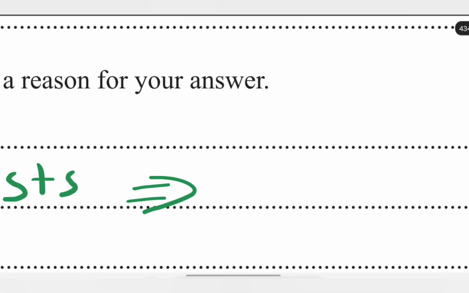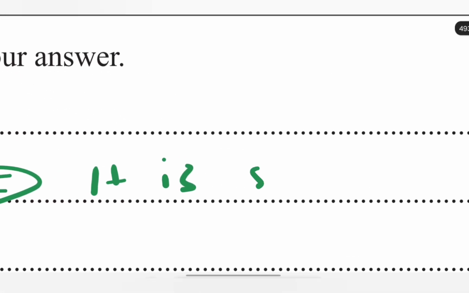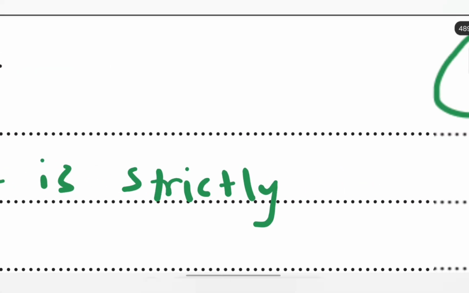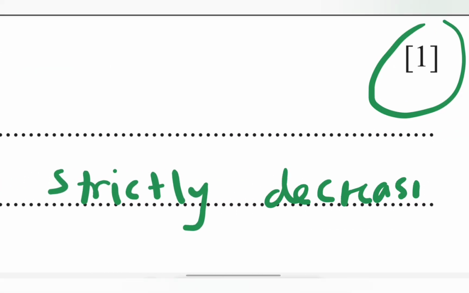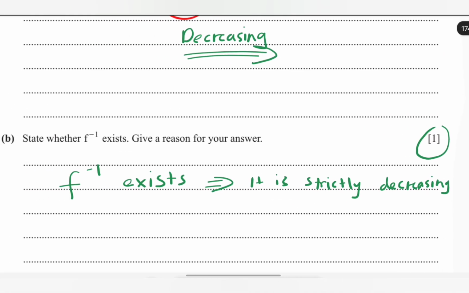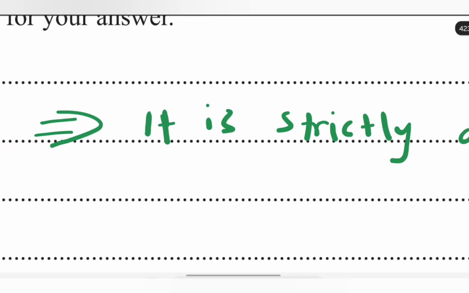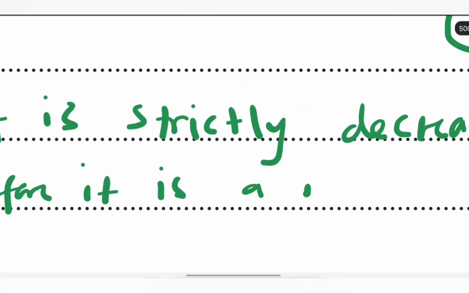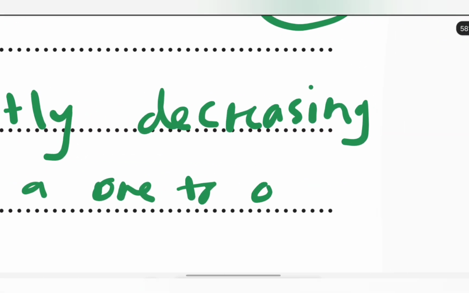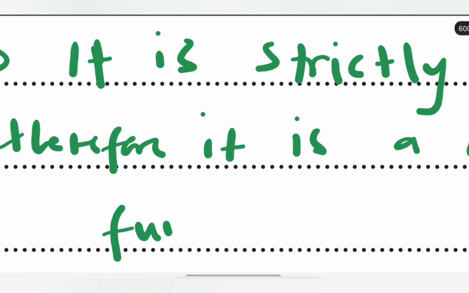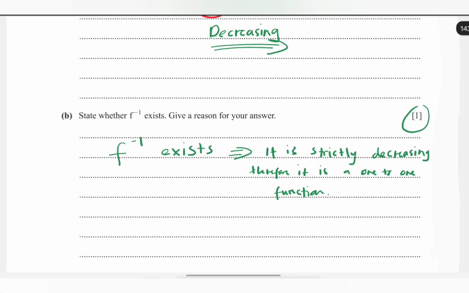and my reasoning is it is strictly decreasing, and this means that we don't have one x value giving us multiple y results. So if I say it is strictly decreasing like this, I can then say therefore it is a 1-to-1 function, like so. And that would be my reasoning for that 1 mark.